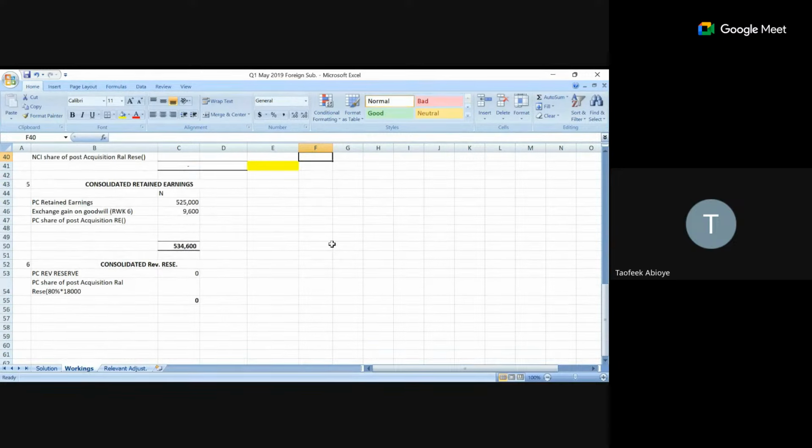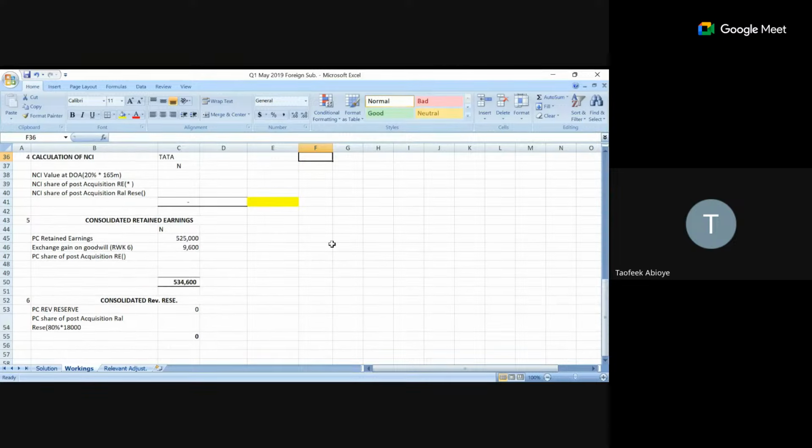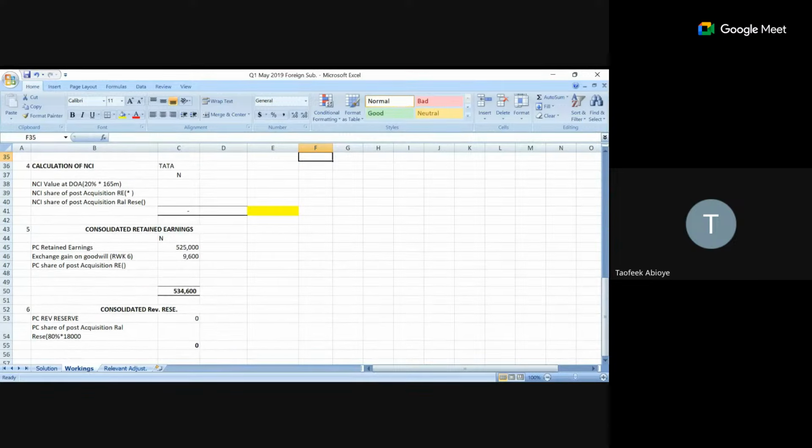Now, is that all? I think that's all. We cannot calculate exchange gain on net assets. Why? Because we are not dealing with P or L items. If we are dealing with P or L items, we will calculate exchange gain or loss on net assets. But this is not a P or L item. So let's just leave it somewhere. Now, that has been done.